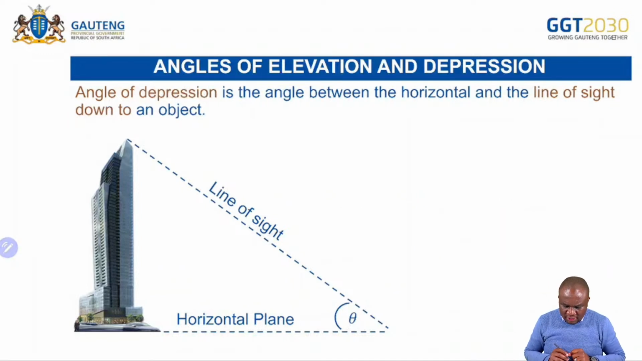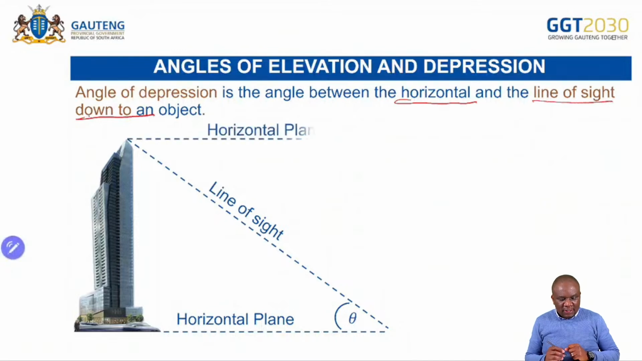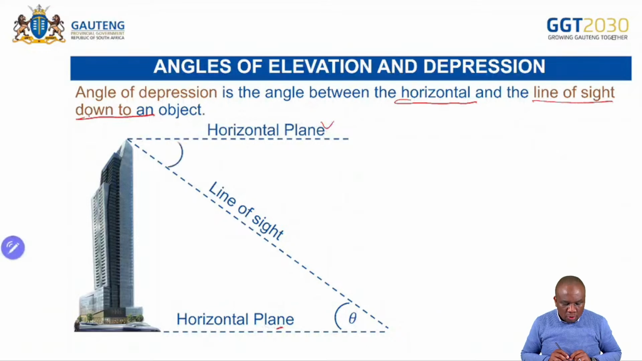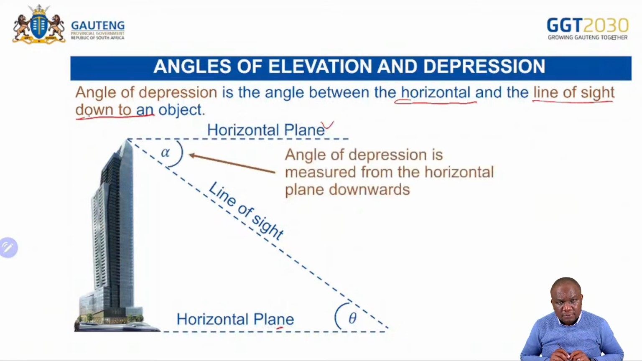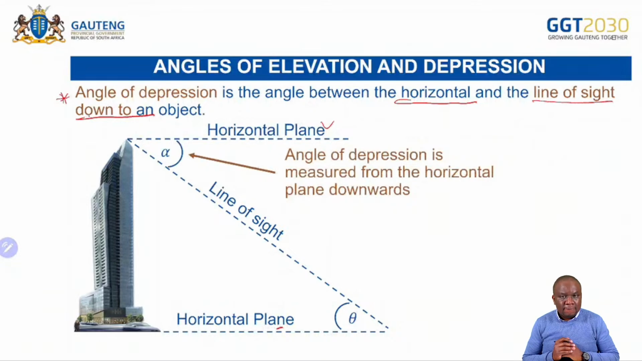So angle of depression is the angle between the horizontal and the line of sight down to an object. So I'm at the top of the building and I'm observing things on the ground. So the horizontal now is this one. Ignore this one. This one is for the angle of elevation. And then this angle formed by the horizontal plane and the line of sight is called the angle of depression. Okay? Right, I'm going to give you 1 minute again to just write short notes about angle of depression. This is just enough. You don't need to have the diagram. Just write that. It's enough for 1 minute.